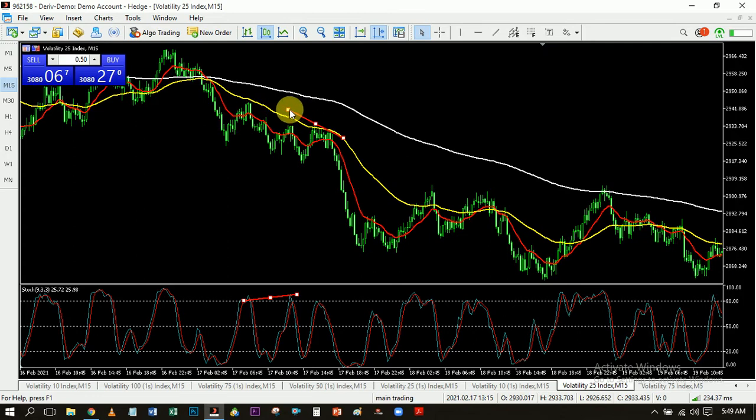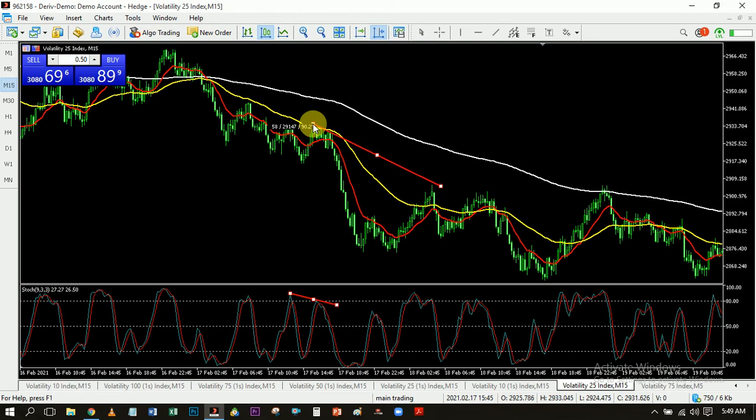Okay, let's look at this level here and this level here. You notice that there is no divergence here because this is moving downwards and this is moving downwards, isn't it? All right, so let's look at another possible scenario. All right, so you can look at this. Let's look at this too.